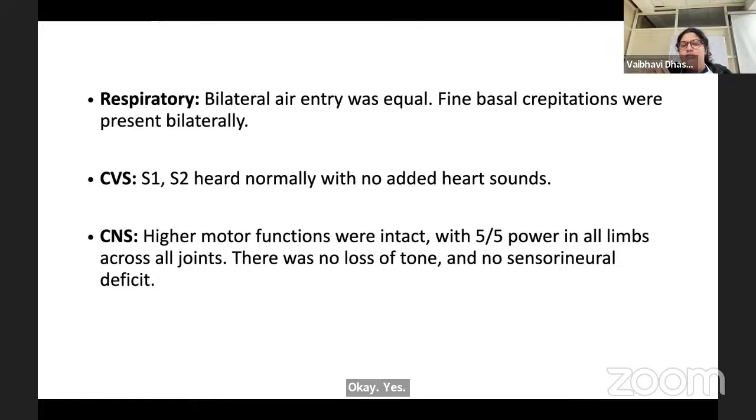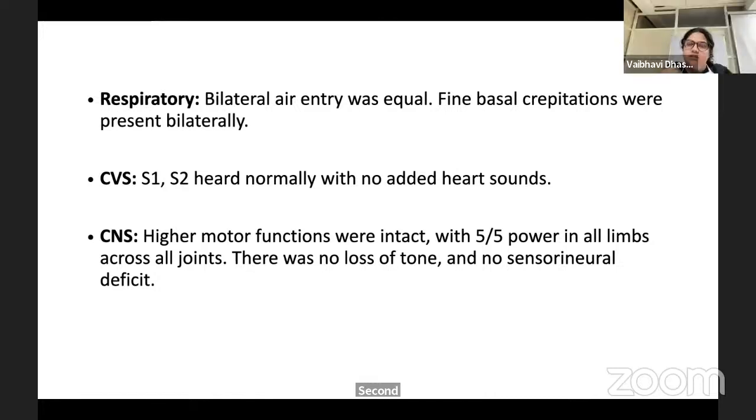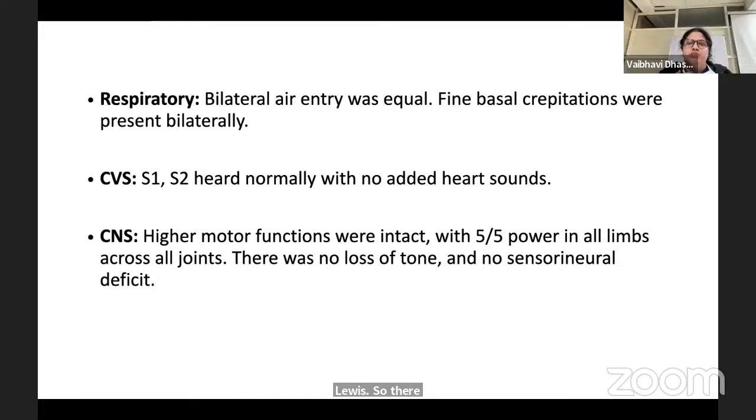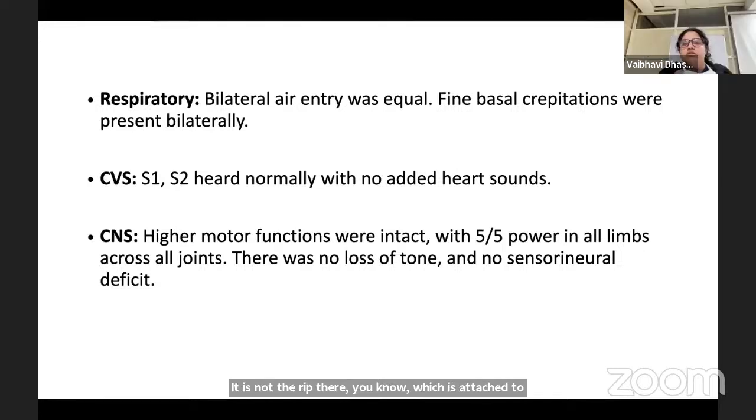The second rib is attached at the angle of Lewis. Second, what is attached? Is the rib there or something else? No, it is not the rib that is attached to the angle of Lewis. It is the costal cartilage.